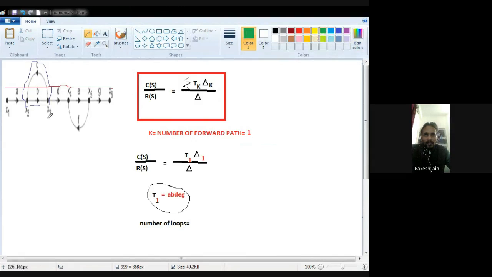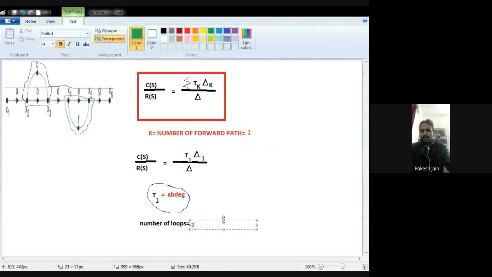Now see, with this green color another closed path. I start from the x4 node, reach up to the x5 node, then on the basis of the direction of the F branch I will again reach x4. So this is also a closed path. So actually there are two closed paths, and a closed path is known as a loop. So how many loops are there? There are two loops.